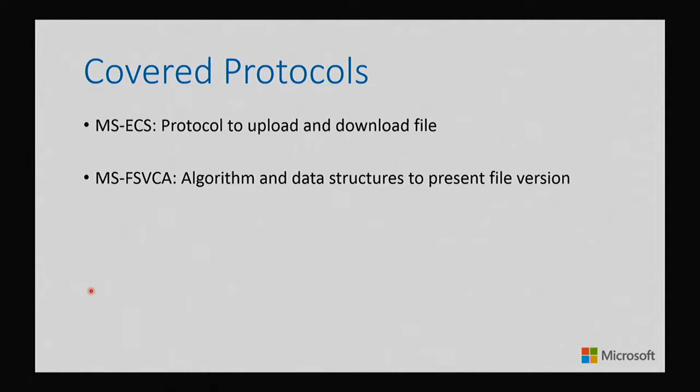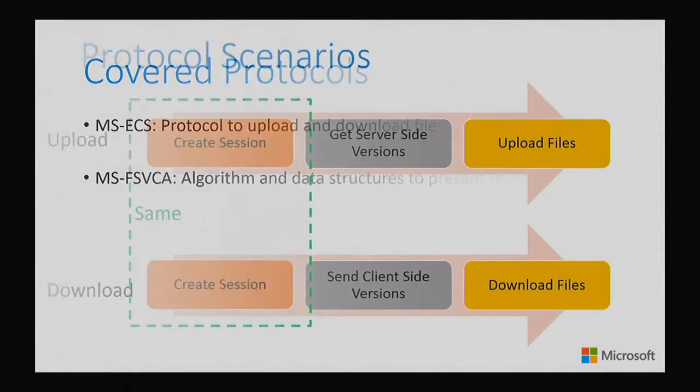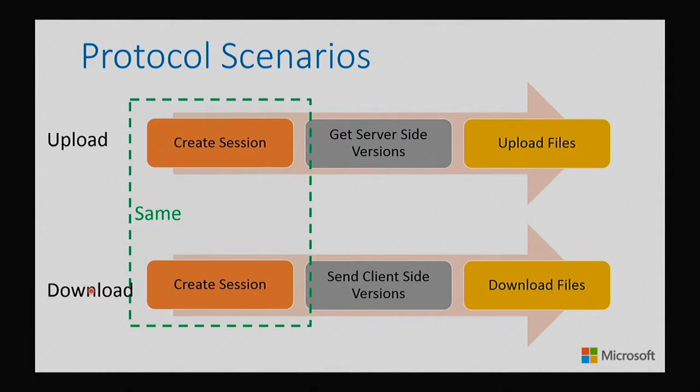We have two protocols: MS-ECS to upload and download files on the wire, and another protocol, MS-FSVC from Microsoft Sync Framework, to present the algorithm and data structure to compare file versions. For the protocol sequence on the wire, we have two scenarios, upload and download. Both of them have three steps.